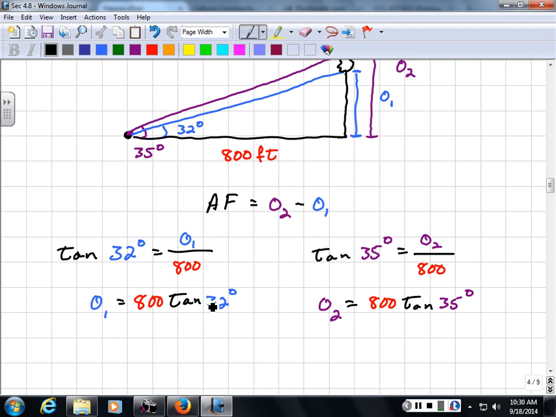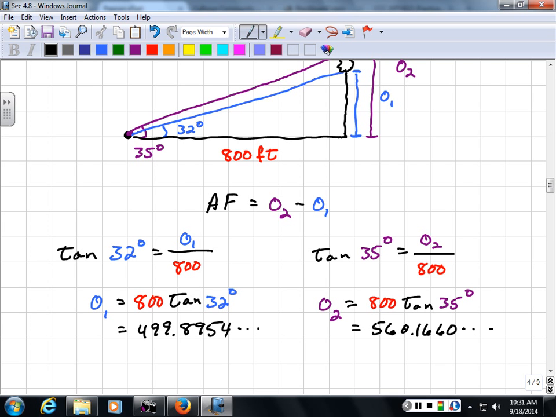So just calculate O sub 1. We get 800 times the tangent of 32, which gives me 499.8954... Actually, that should be 5 if we round it off, but I'm not going to round it. I'm just going to truncate. And this one's going to be equal to 800 times the tangent of 35 degrees, which gives me 560.1660. Now, notice that I've done the calculations right here.